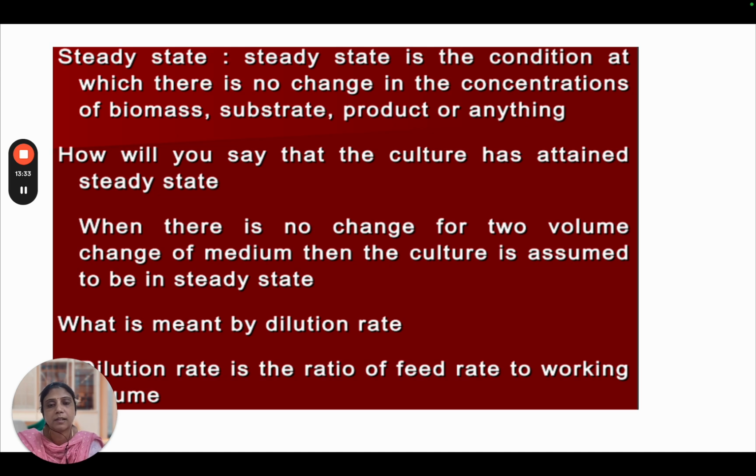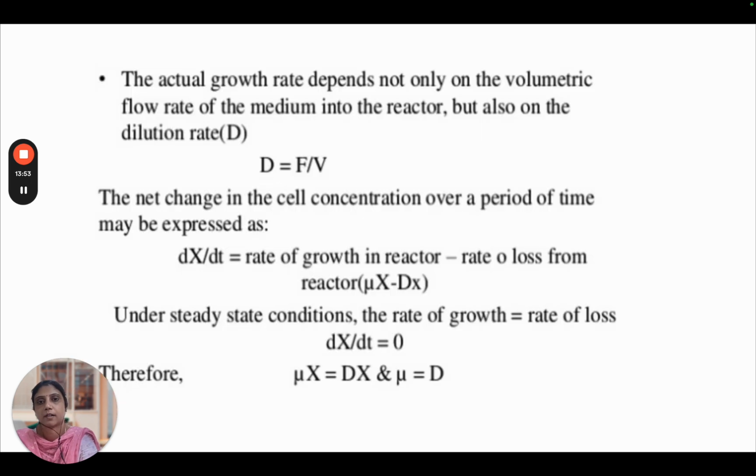How will you say that the culture is at a steady state? When there is no change for two volume changes of medium, then the culture is assumed to be in steady state. So how will you dilute the medium? Dilution rate is the ratio of feed rate to the working volume. So how much feed you are giving compared to the working volume is the dilution rate.